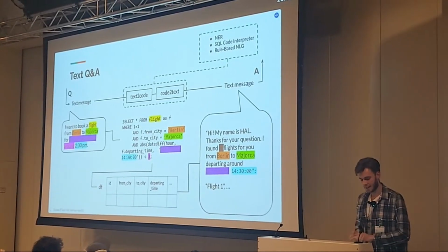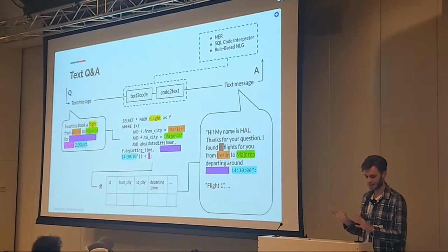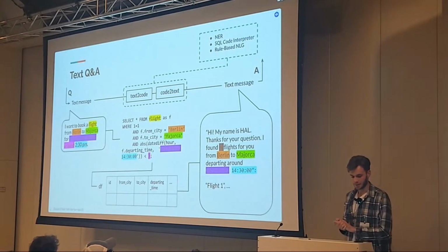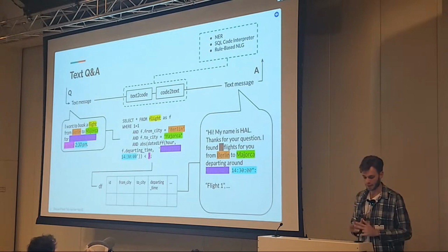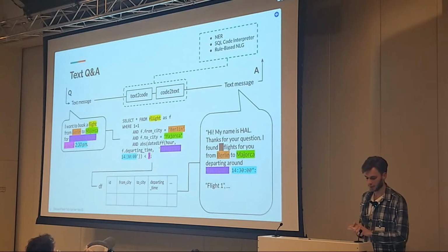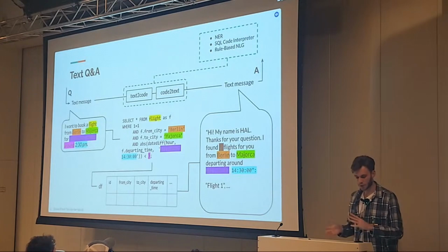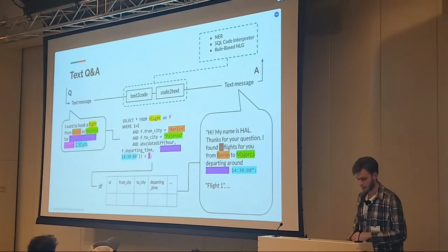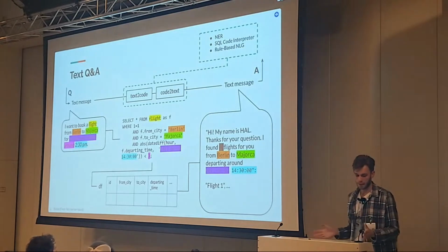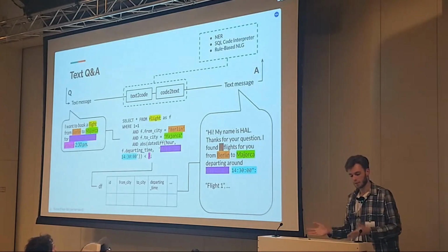Like, let's say, hi, my name is Hal. Actually, this is also one guess about the red circle. So one tip about that, the name was Hal, but I will tell you about that. Thanks for a question. I found flights for you from Berlin to Mallorca, flight number 1. So here's a very simple MVP and how we can create these two submodules.